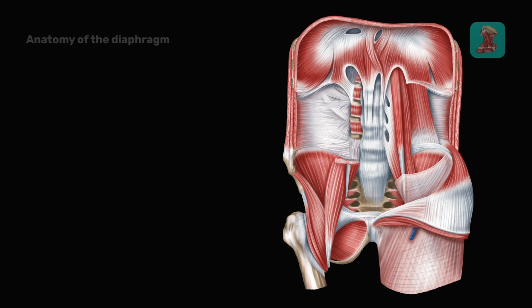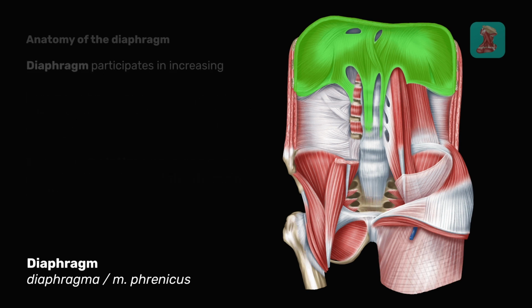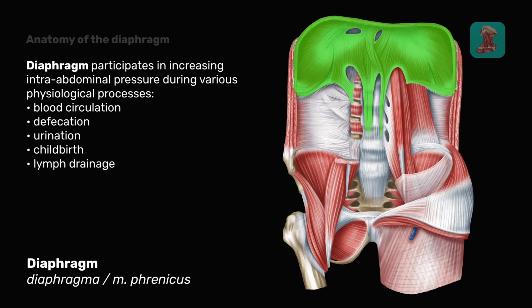The diaphragm is the primary respiratory muscle. During inhalation, it flattens, due to which the volume of the thoracic cavity increases. During exhalation, on the contrary, it becomes convex, reducing the volume of the thoracic cavity. In addition, the diaphragm participates in increasing intra-abdominal pressure during various physiological processes, including blood circulation, defecation, urination, childbirth, and lymph drainage.